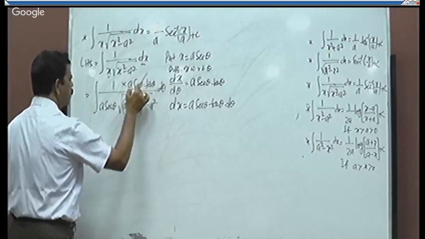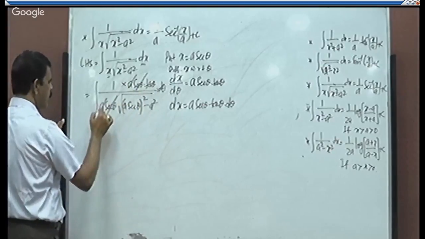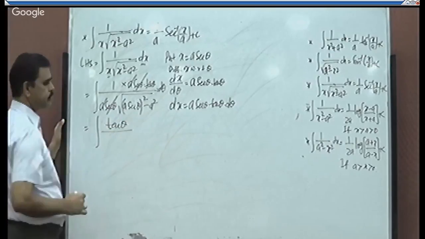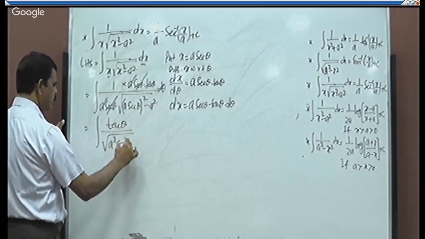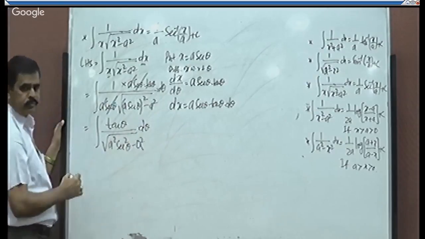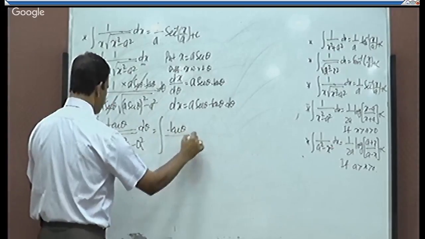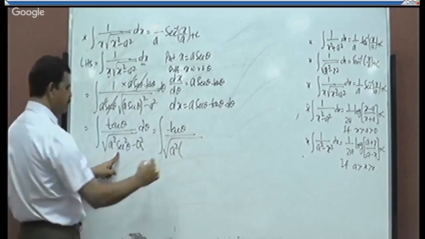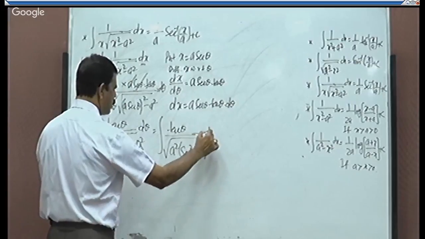So what is dx? dx is a into secant theta into tan theta into d theta, right? So this secant theta gets cancelled. This a gets cancelled. What is remaining? Tan theta divided by root of a square into secant square theta minus a square into d theta, right? That is equal to tan theta divided by, inside the root, take a square as common. If I take a square as common, what is remaining? Secant square theta minus 1 into d theta.